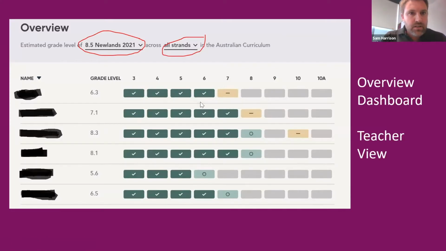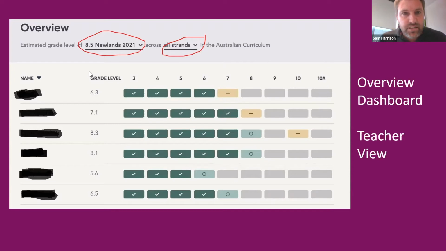into it. So first of all, this is a teacher view of the teacher dashboard. So this one here just gives you a snapshot of a point in time. I've blanked out the students' names on the left there. Roughly what grade level they're at. So the green ticks means that they have sort of mastered all the outcomes in that year level. The light green circles means they're working towards, and the yellow dashes means they've just started. Is that correct, Craig? Yes, that's right. The grey means they haven't attempted any of those as yet.